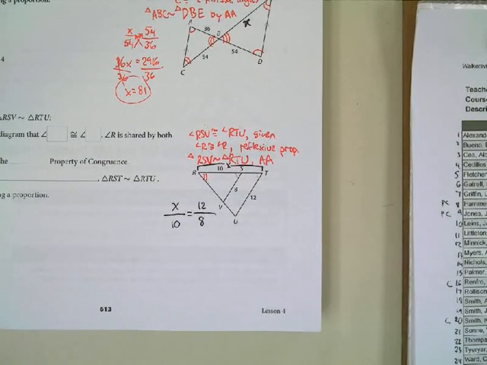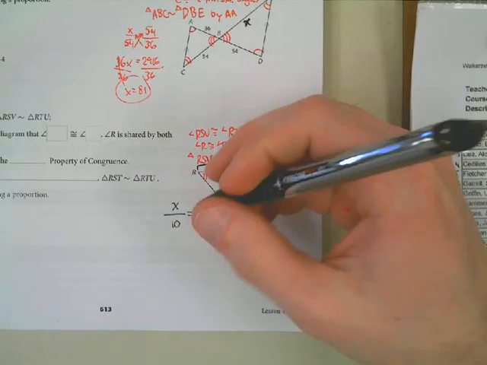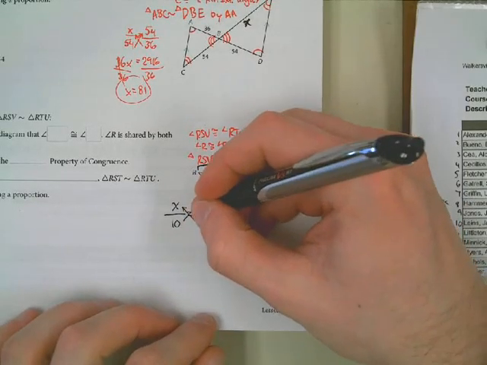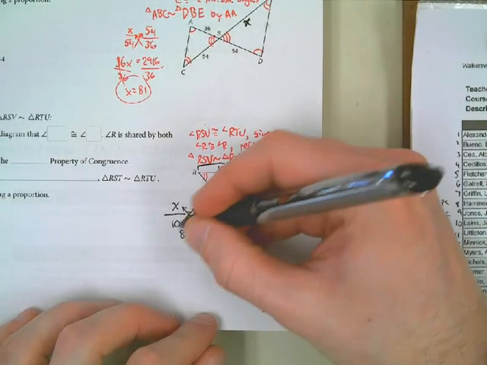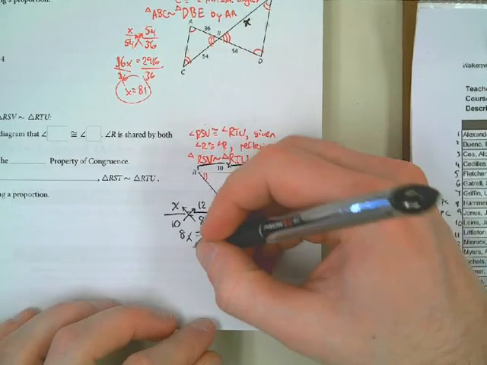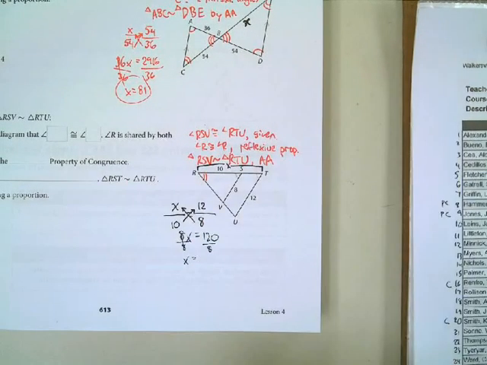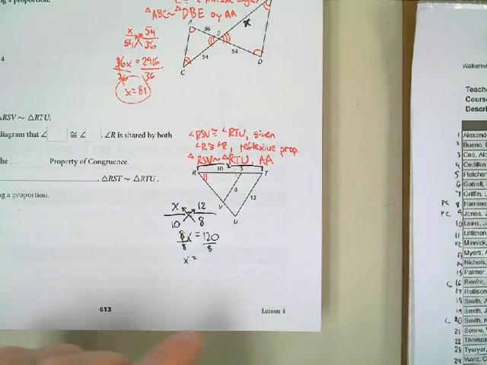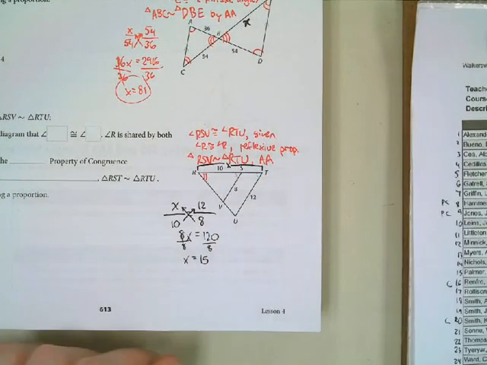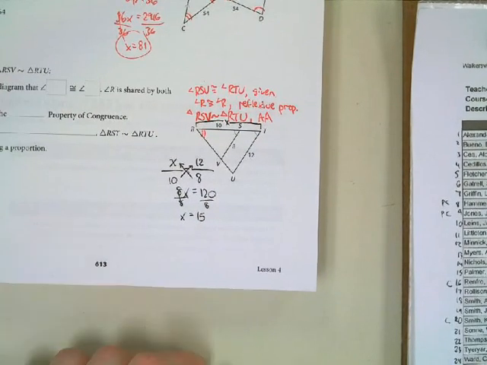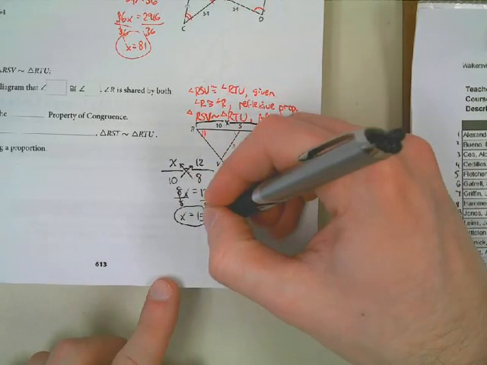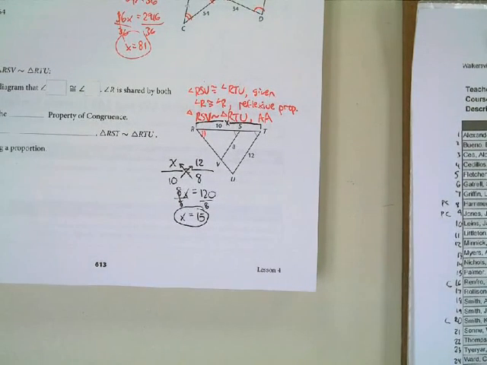Okay, cross multiply. 8 times x is 8x. 10 times 12 is 120. Divide both sides by 8. 15. Okay, is your final answer there. So the length is 15.